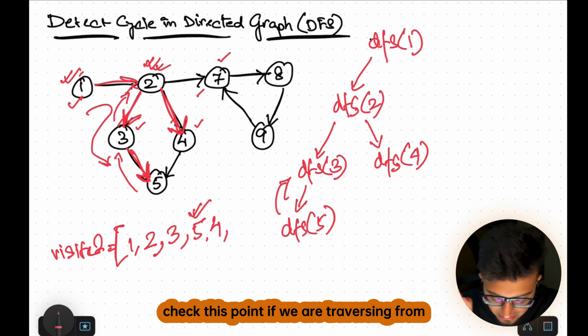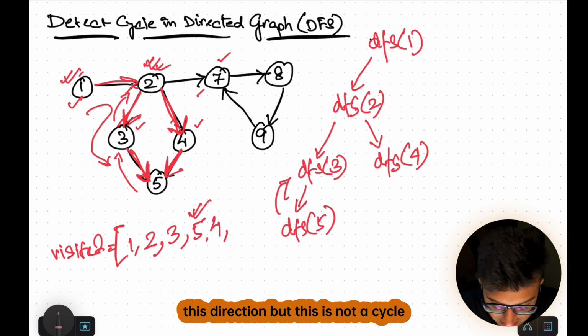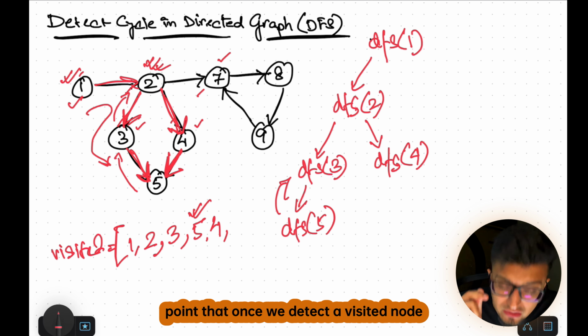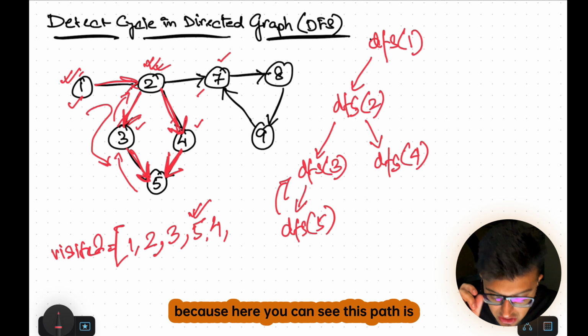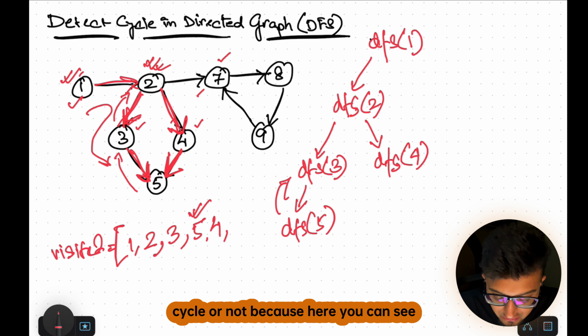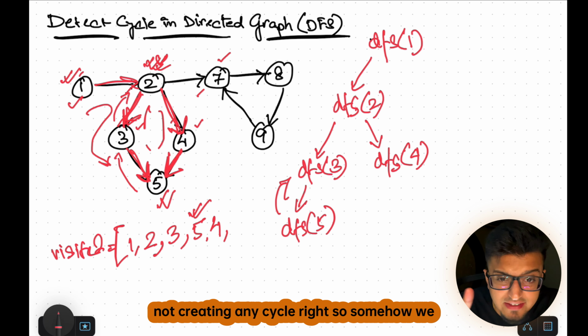But check this point. If we are traversing from node 4 to node 5, in this direction, this is not a cycle. So the idea that once we detect a visited node it creates a cycle is not true. Here you can see this path is actually crucial to prove whether a cycle exists or not, because from node 2 we can arrive at node 5 from both directions, but this is not creating any cycle, right?